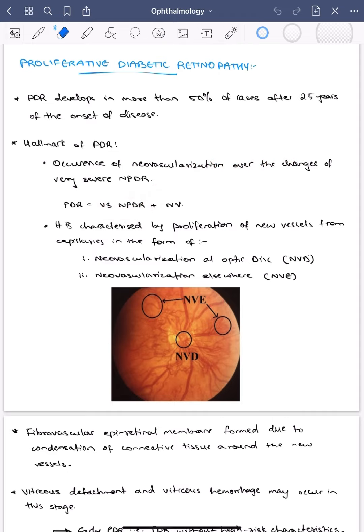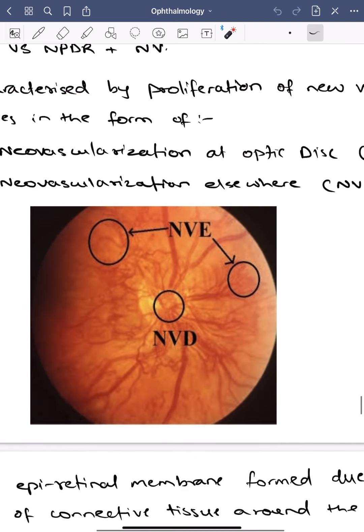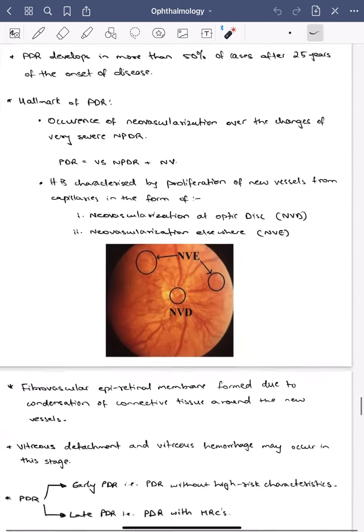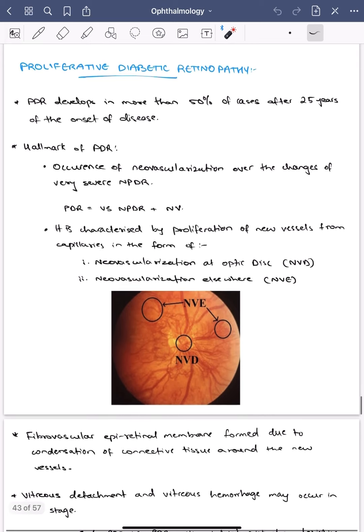Now, it is characterized by proliferation of new vessels from the capillaries. Now, this can occur in 2 forms. The first is neovascularization at the optic disc, abbreviated as NVD, and second is neovascularization elsewhere, abbreviated as NVE. So you can see in this diagram neovascularization at the optic disc and neovascularization elsewhere, so NVD and NVE. So remember, the hallmark of PDR is neovascularization plus features of very severe NPDR.